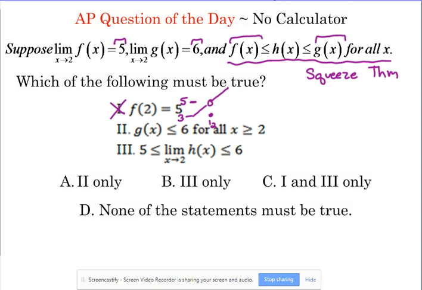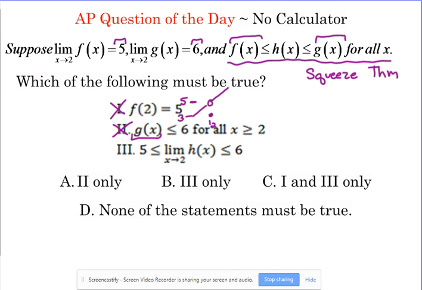All right, let's look at number 2. g of x is less than or equal to 6 for all x greater than or equal to 2. The y values of g are less than or equal to 6 for all of our x values greater than or equal to 2. There is no way that they've given us enough information to decide whether all of our y values from that point forward are less than or equal to 6. Not true.